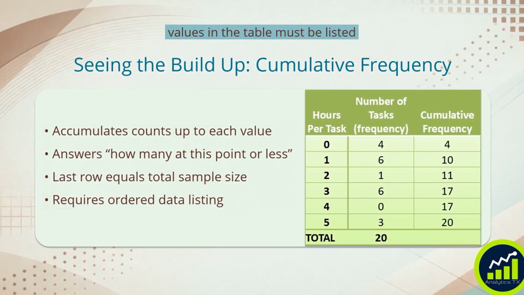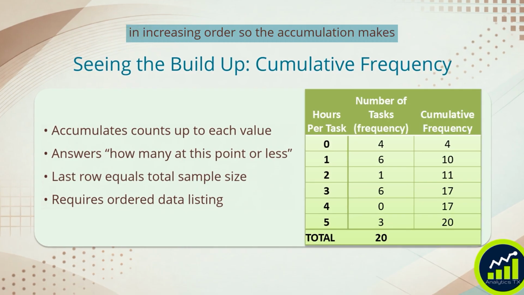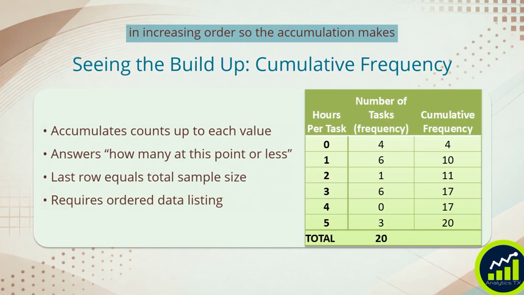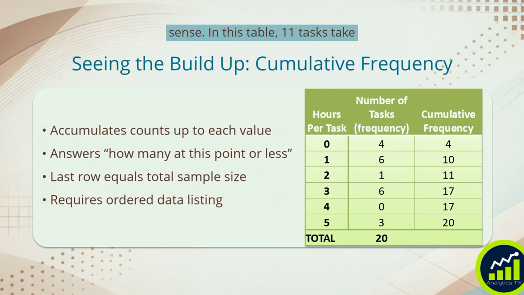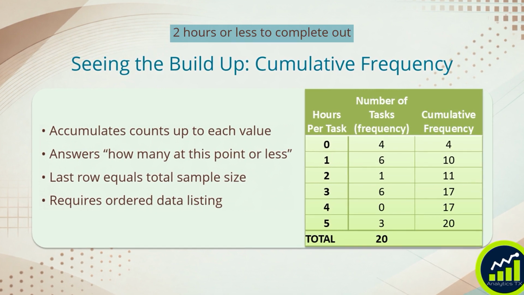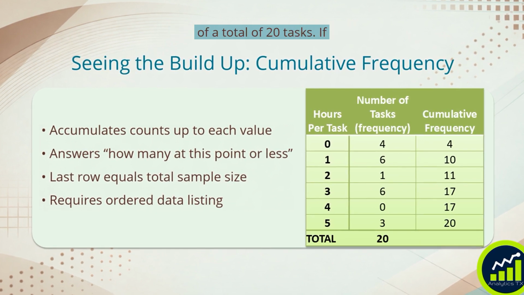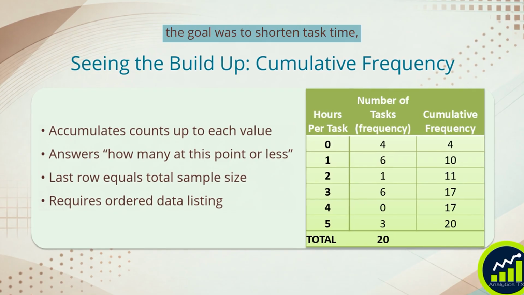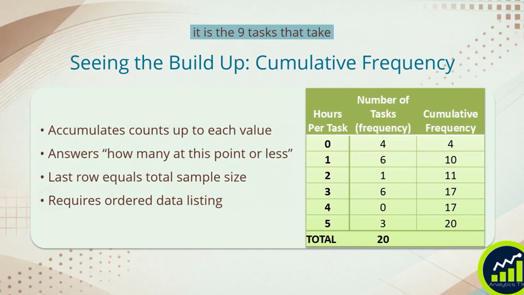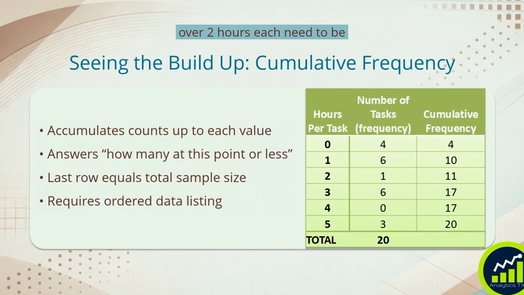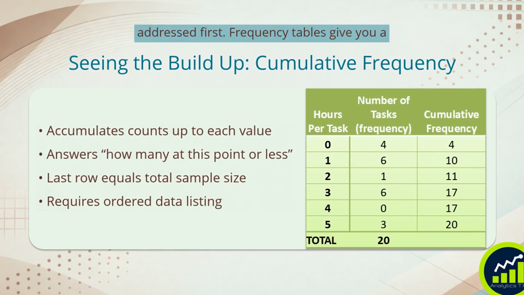To do this correctly, the hour values in the table must be listed in increasing order so the accumulation makes sense. In this table, 11 tasks take 2 hours or less to complete out of a total of 20 tasks. If the goal was to shorten task time, it is the 9 tasks that take over 2 hours each that need to be addressed first.